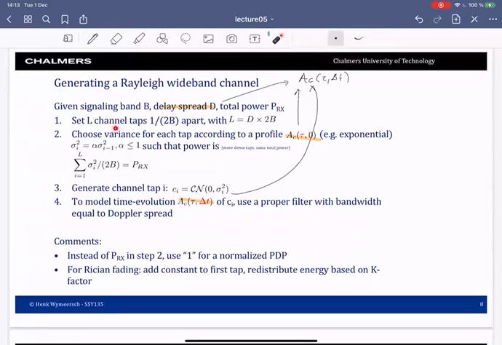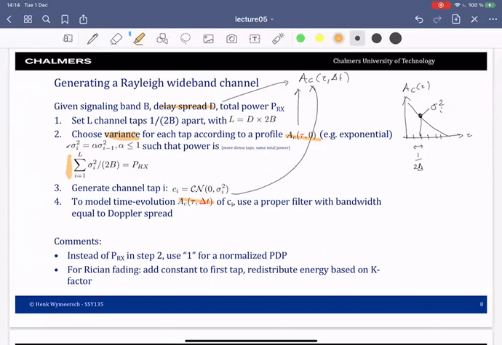For each of the taps, you choose a variance, and the choice for this variance depends on the power delay profile. The power delay profile looks like this, and each of the delays is spaced 1 over 2B apart. For each of the delays you have a value here, and this gives you a variance, sigma squared, for the ith path. A typical profile is an exponentially decaying profile. We need to make sure that the total power is preserved, that we don't inject more power, and we do this by this constraint.